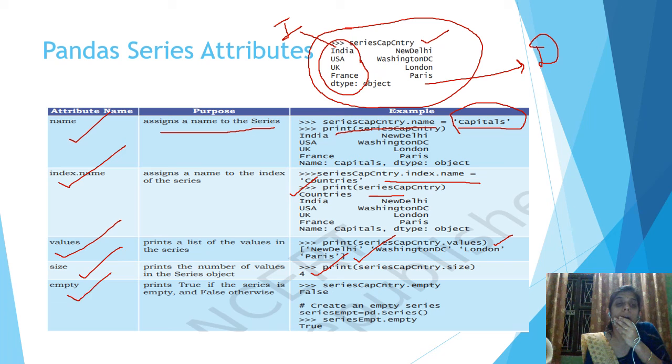And empty is the attribute which will check if the series is empty, then it will return true. But if the series is not empty, it will return false. If we apply the empty attribute on this series, then our result will be false because this series contains 4 elements. But if we apply this on an empty series, then we will get true in our answer.